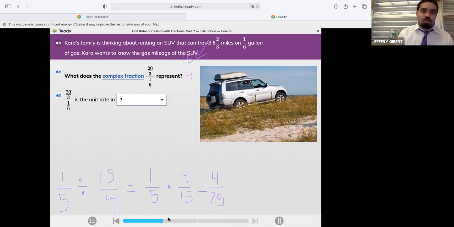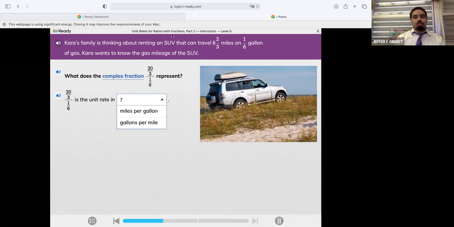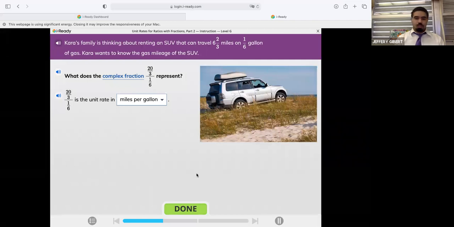All right, so it's going to be Kayla Reyes' turn. Miles per gallon. Yes, that's correct. Miles per gallon, because the 20/3 is the 6 2/3, and the 1/6 is the 1/6.